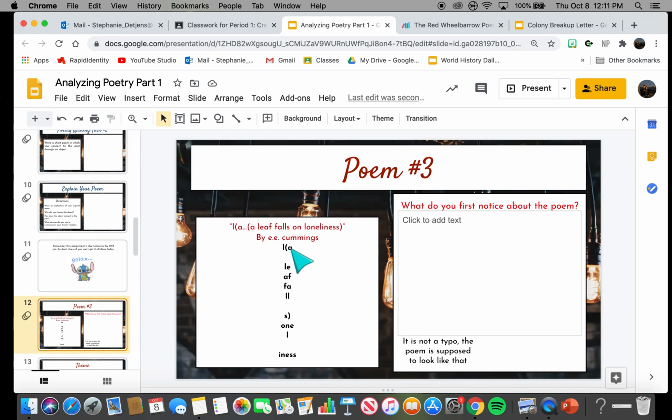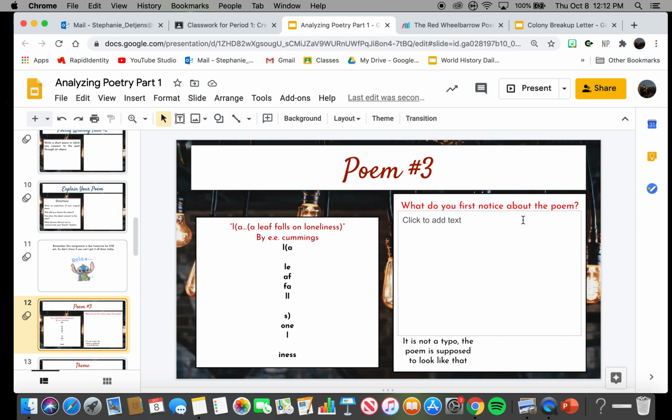For poem 3, this one is a weird one. It's by E.E. Cummings, and it's supposed to look like this. I know it's super weird, but it's supposed to look like this, and you'll find out why. So I put down here, it is not a typo. The poem is supposed to look like this because when I first looked at it, I thought it was all messed up, like I messed it up for some reason.